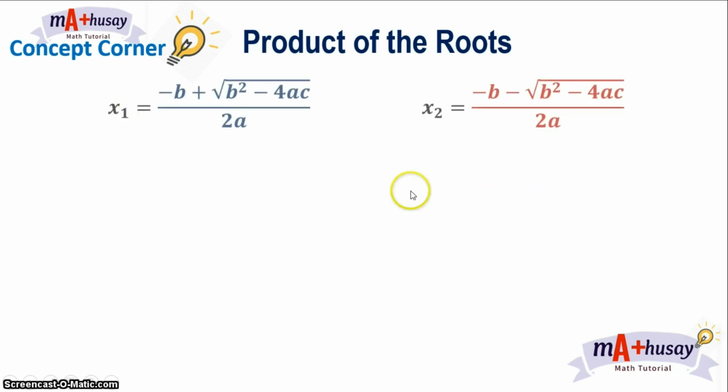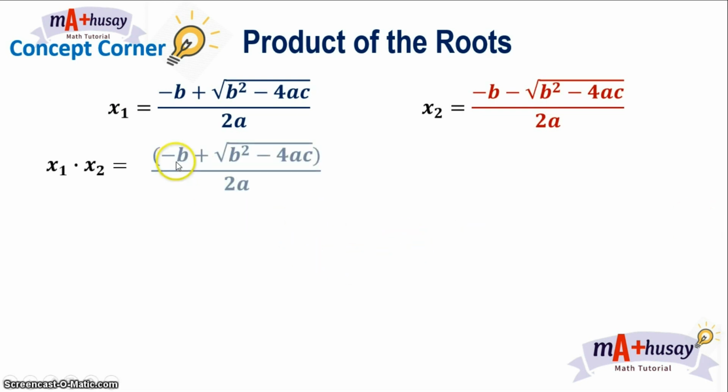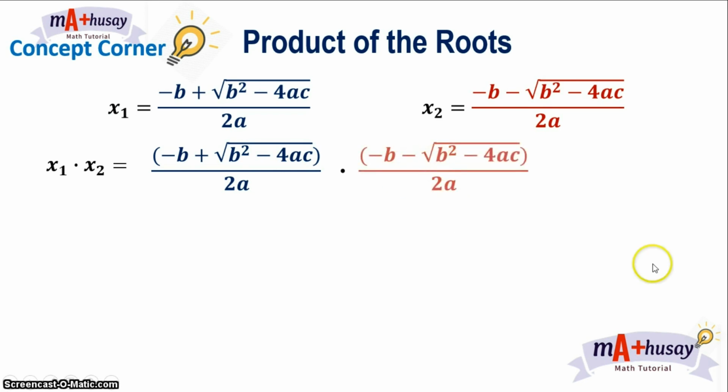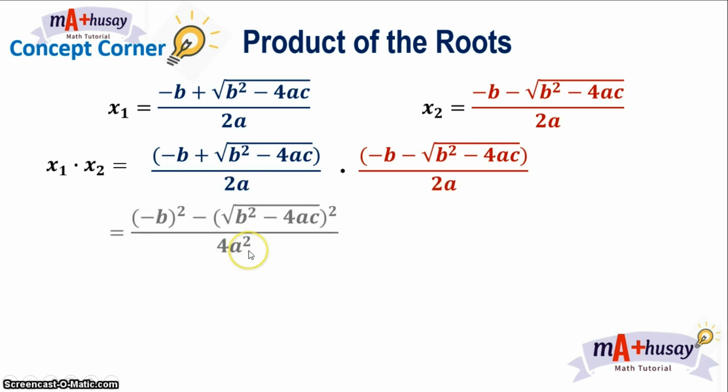To find the product of the roots, we have to multiply x sub 1 and x sub 2. Multiplying these two roots, we have negative b plus square root of b squared minus 4ac all over 2a times the quantity negative b minus the square root of b squared minus 4ac all over 2a. Take note that when you're multiplying fractions, you multiply the numerator with the numerator and denominator with the denominator. So in this case, we will begin with the denominator. 2a times 2a, you will have 4a squared.